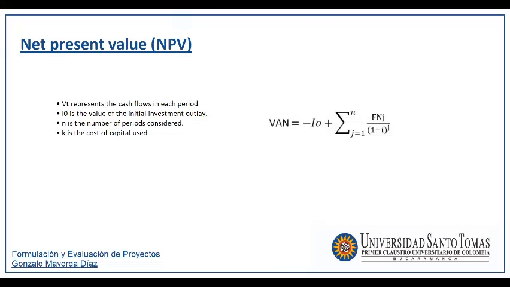Let's look at the components of the VNN formula, or net current value, and its representation. Vt represents cash flows in each period t. Io is the value of the initial disbursement of the investment. N is the number of periods considered. K is the cost of the capital used.